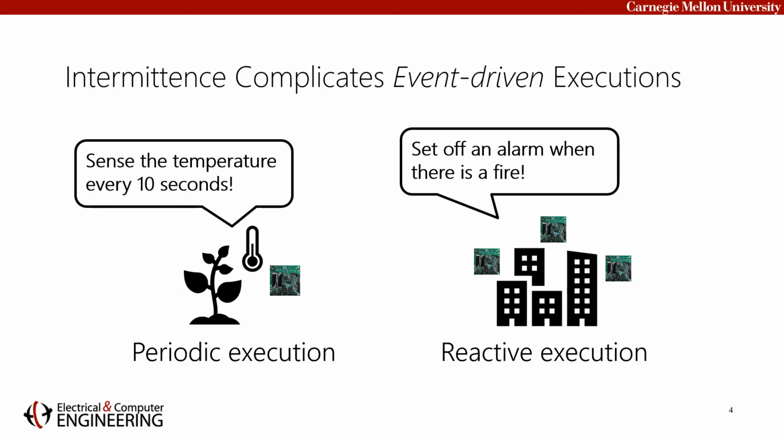However, intermittent systems complicate event-driven executions. An event-driven execution refers to an execution model where the program changes its state based on an external event, such as a timer interrupt or a sensor interrupt.